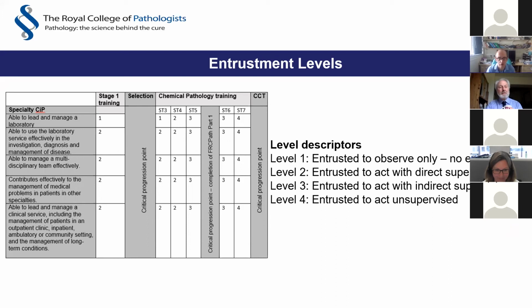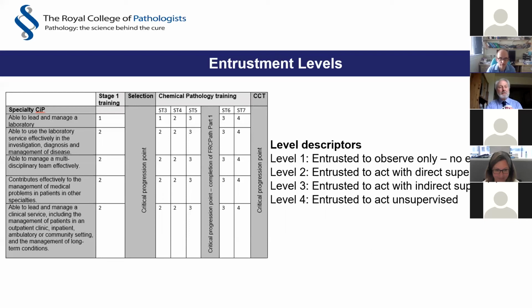So what you see at the top is where the trainee is in training. And this is mapped in this case to the specialty CIPs. So stage 1, and then you have selection into the training. Then you have dedicated chemical pathology training, and at the end, CCT. So at stage 1 training, you can see the levels of entrustment which are required in that stage. Then you follow selection, which is a critical progression point. So this is a fixed point. So at this stage, the trainees have to meet the entry criteria into ChemPath training.